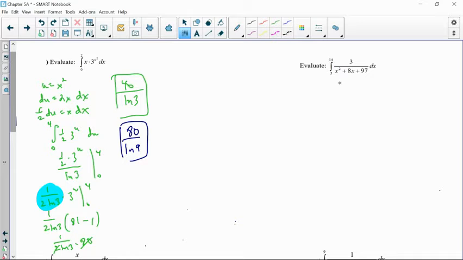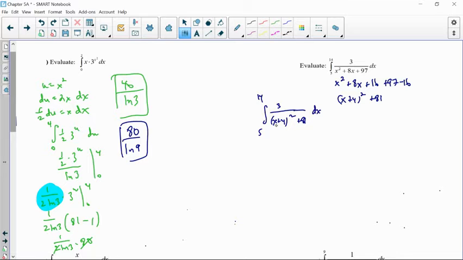So let's go ahead and complete the square before we get too far. x squared plus 8x plus 16 plus 97 minus 16. So that's x plus 4 quantity squared plus 81. So that's what I'm going to integrate. So I'm going to integrate 3 divided by x plus 4 quantity squared plus 81. And then that's from 5 to 14. Okay, so let's take a look.